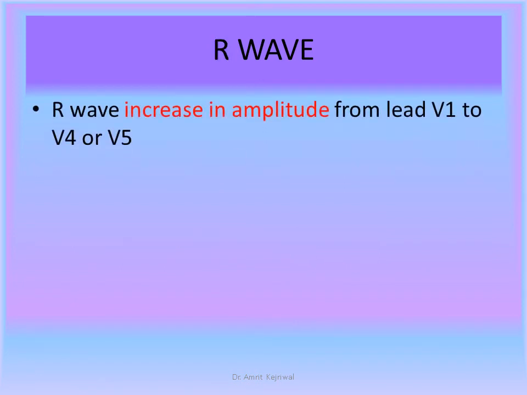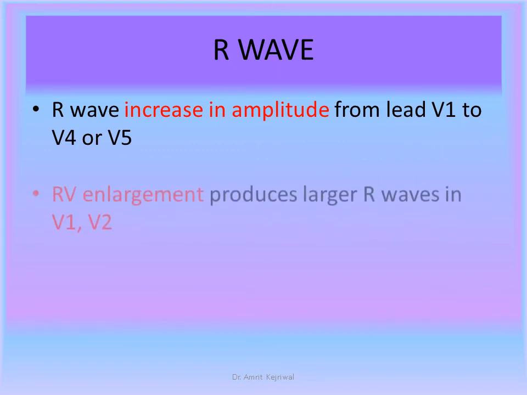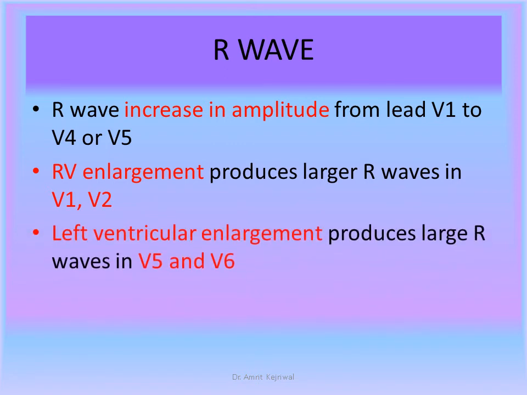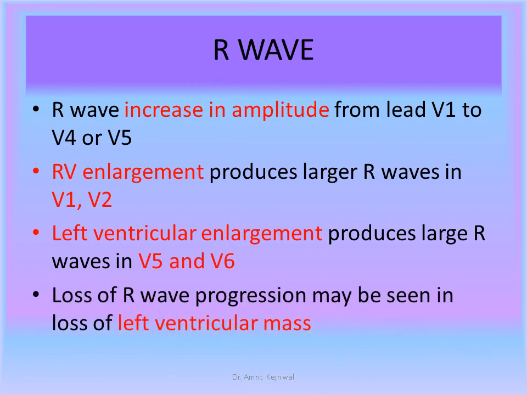R wave. R wave generally increases in amplitude from lead V1 to V4 or V5. RV enlargement produces larger R waves in V1 and V2. Left ventricular enlargement produces larger R waves in V5 and V6. Loss of R wave progression may be seen in loss of left ventricular mass, as in myocardial infarction.